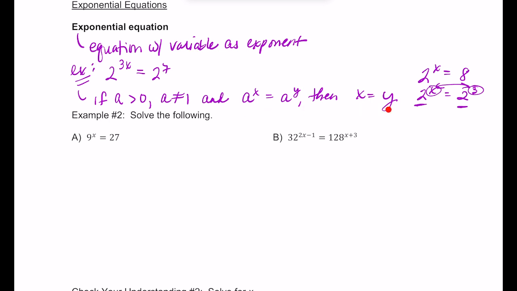Here's another example. So here we have an exponential equation. I've got a variable as an exponent: 9 to the x equals 27. Right now my base is 9 and my other base is 27. I can change them into the same base. I can change a 9 into a 3 squared, and I can change a 27 into a 3 to the third.